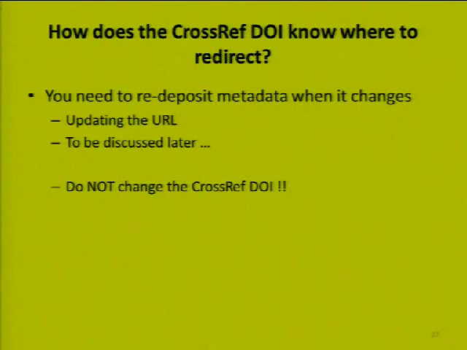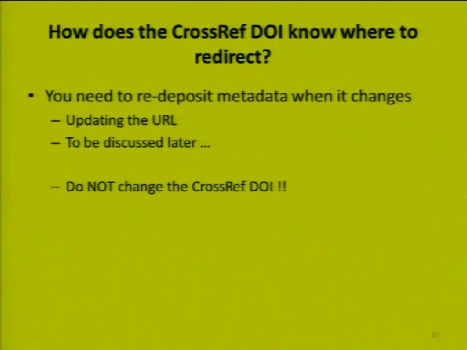Now, you might ask, how does the CrossRef DOI know where to redirect? It only knows if you, as the publisher, tell it. And this is a really important thing. So when you deposit your metadata originally, it contains the URL. If the URL changes, you need to redeposit that metadata again. So you need to tell CrossRef that the URL has updated. So there is a responsibility for you. If the URL changes, you must update that information.